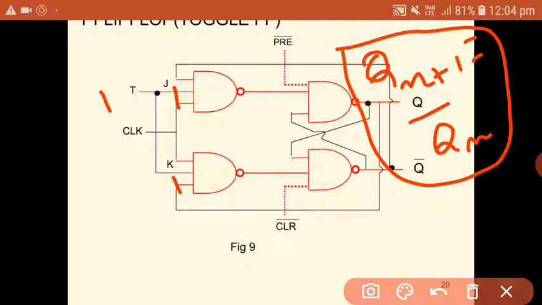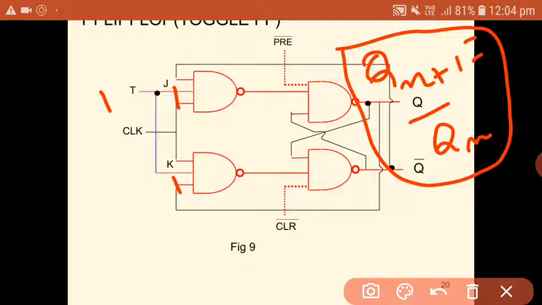So T stands for toggle. When T is equal to 0, present output follows the previous output, and when T is equal to 1, the present output toggles. What do you mean by toggling? If previous output is 0, then present output should be equal to 1. If previous output is 1, then present output should be equal to 0. That means Qn plus 1 should be equal to Qn bar.